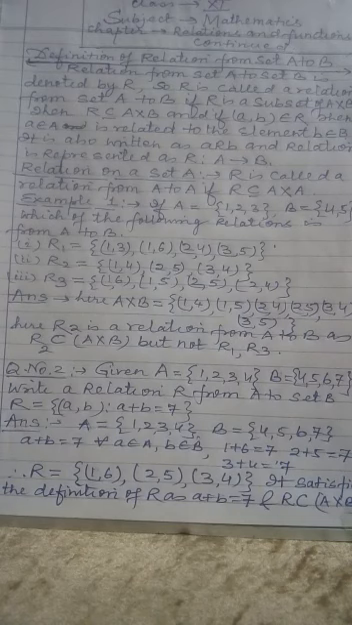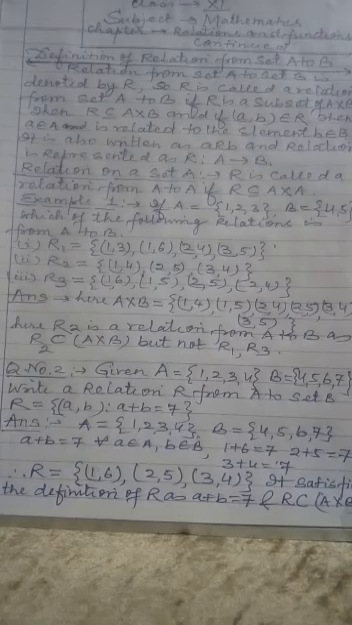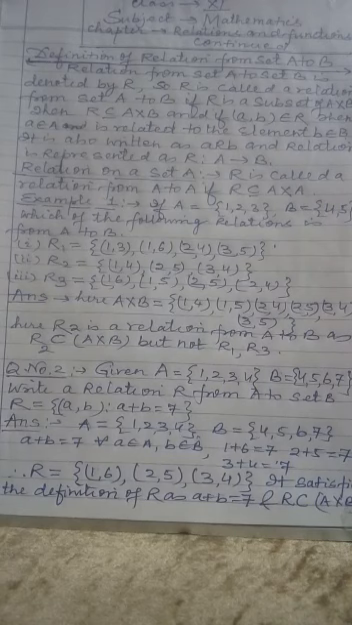As you see, R2 is a subset of A cross B, but not R1 and R3, because R1 has (1, 3), but A cross B doesn't have (1, 3), therefore R1 is not a subset of A cross B. And similarly in R3, you can see (1, 6) is not present in A cross B, therefore it is not a subset of A cross B. Hence R1 and R3 are not relations from A to B.